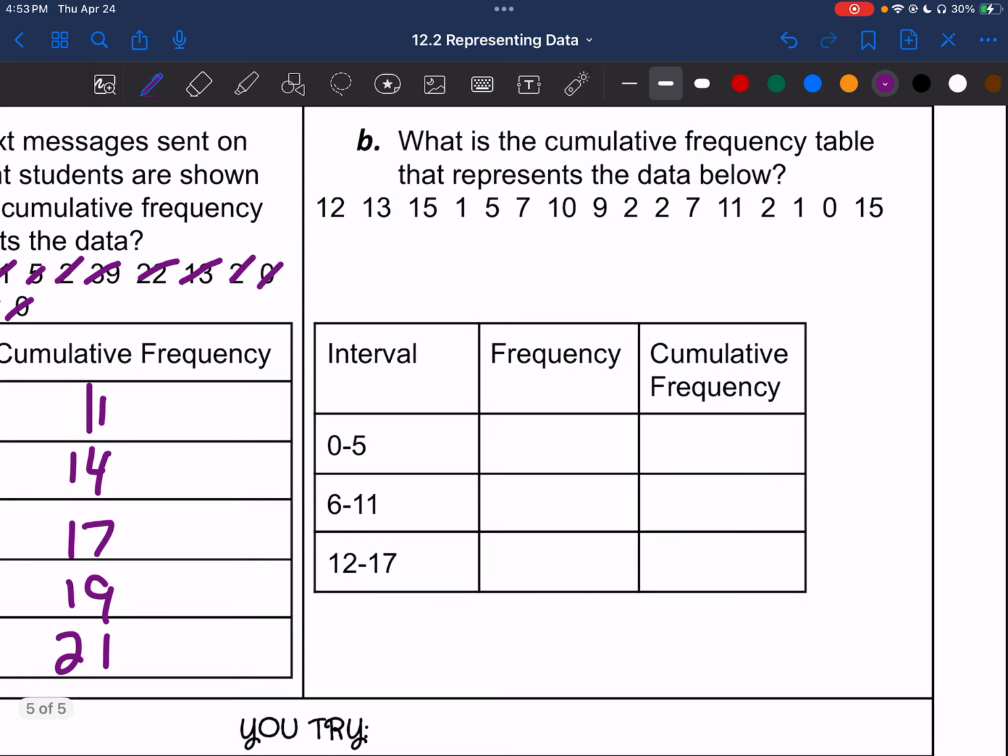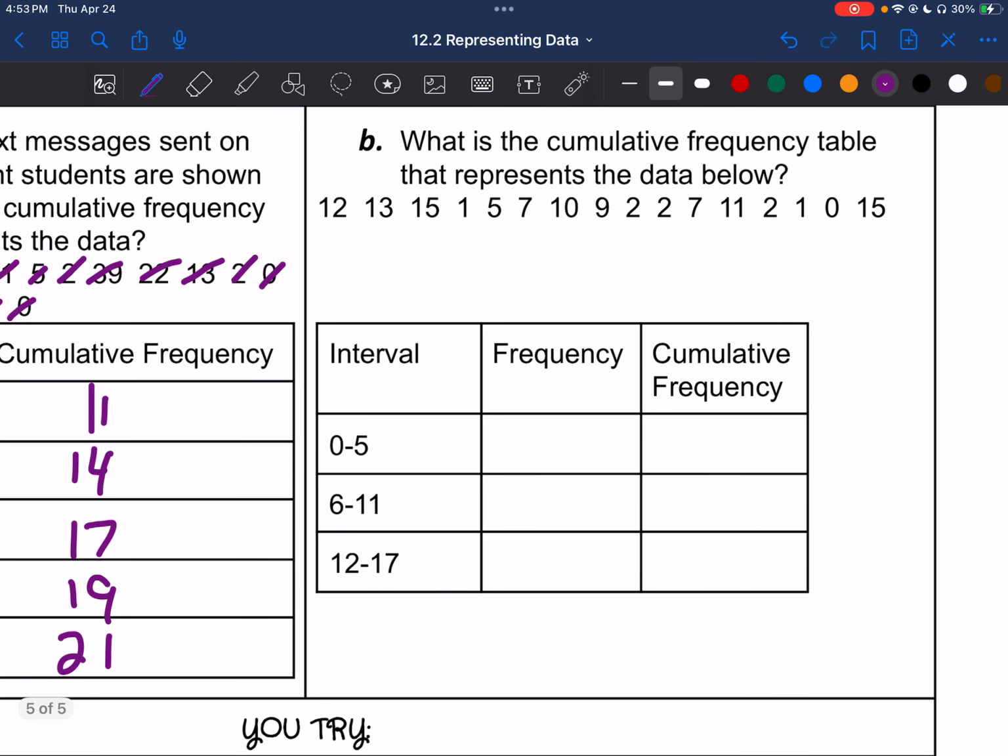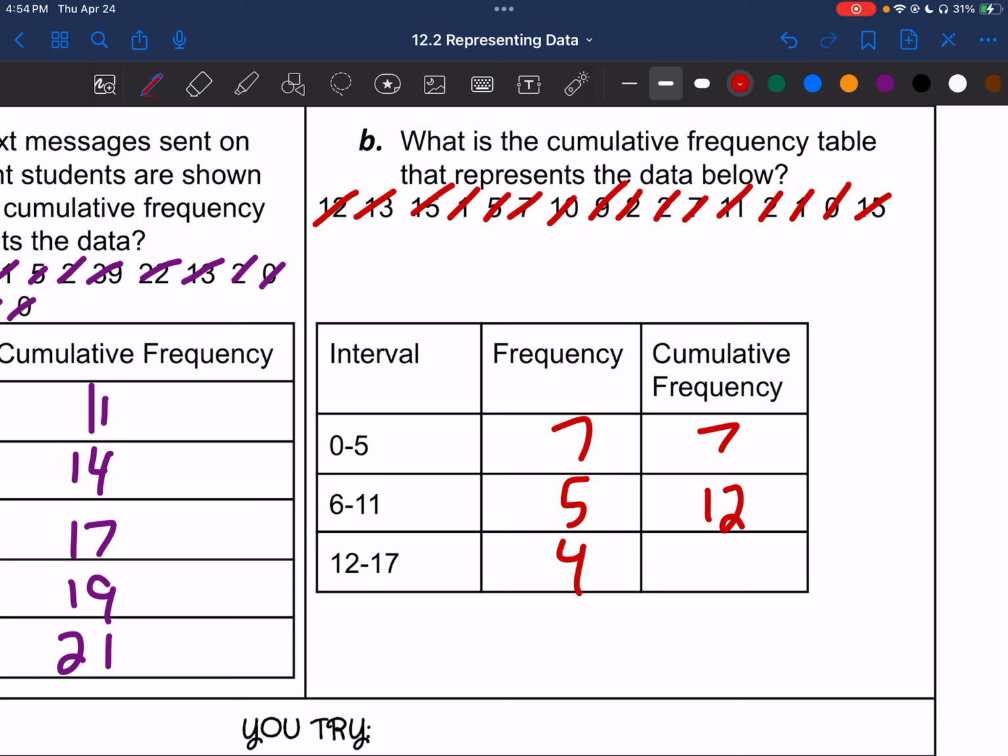All right, what is the cumulative frequency table that represents the data in letter B? So between 0 and 5, we have 1, 2, 3, 4, 5, 6, 7 values. So our total is 7. Between 6 and 11, 1, 2, 3, 4, 5. My cumulative total is now 12. And then from 12 to 17, 1, 2, 3, 4. So that gives us now a total of 16. And that's all of our values.